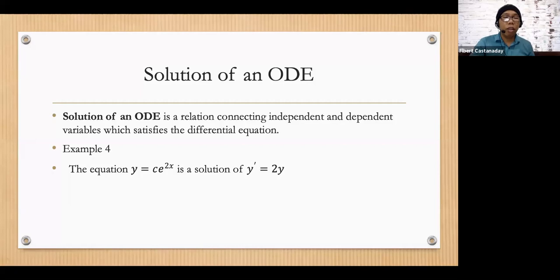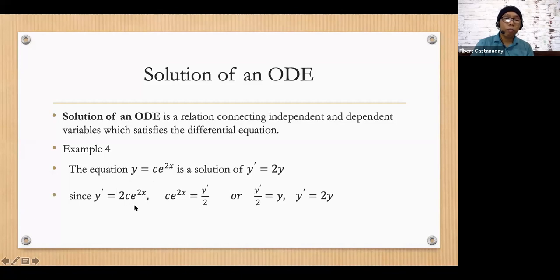So the equation y equals c e raised to 2x is a solution of the differential equation y prime equals 2y. Let me explain this. How did we arrive at this differential equation? Here you have the variable c, which represents an arbitrary constant. Take note of arbitrary constant: it could represent any value, as long as it is constant. So for us to arrive at its differential equation, we will differentiate this solution.